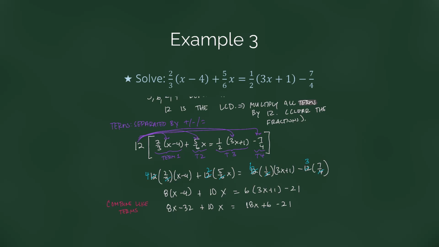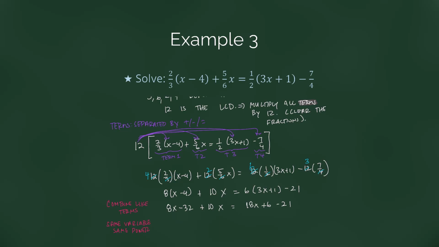So like terms are ones that have the same variable to the same power. Now, we're only dealing with linear equations right now, so all the powers of our x's are going to be 1. So any term that has an x in it is going to be like every other term that has an x, and any term that doesn't have an x will be like any other term that doesn't have an x. So let's look for our like terms here.